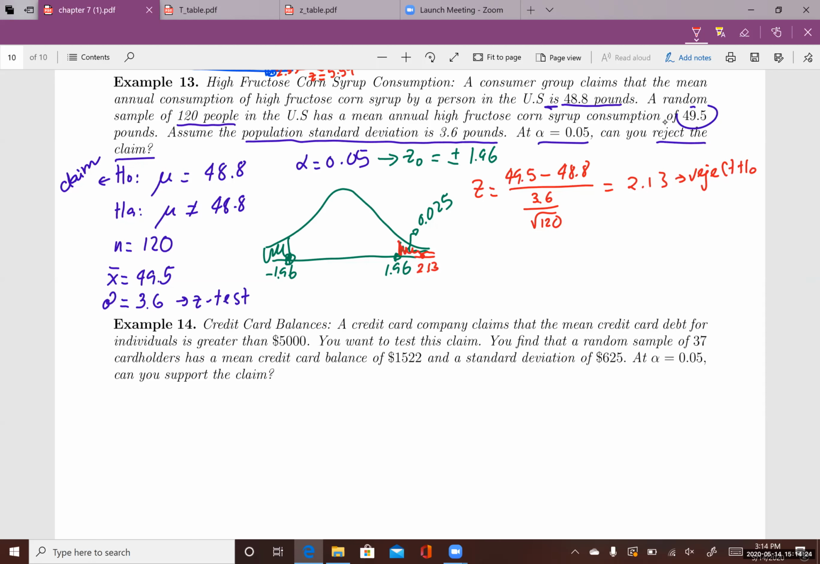Okay. So you can conclude that at alpha equals 0.05, there is significant evidence to reject the claim that the consumption of high fructose corn syrup by a person in the US is 48.8 pounds.